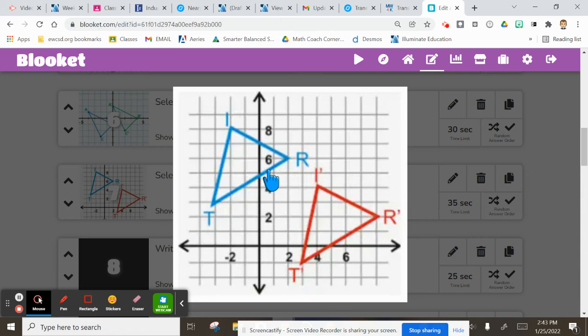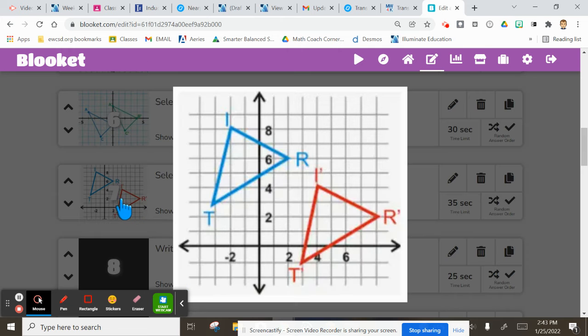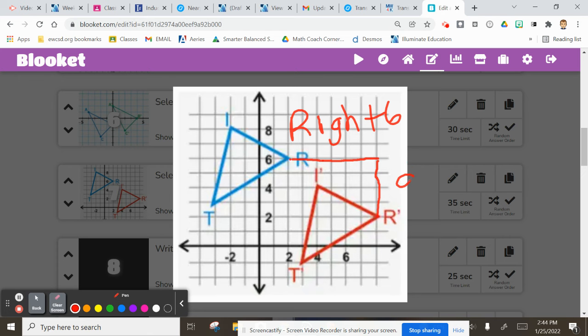So how do you find the rule? First of all, I know the images are small. Could you just click on the image when you're doing the booklet? Then remember, you have to go from R that doesn't have the prime, or I or T, whatever one you want to pick. I'm going to choose the R, and I have to start here, and I have to get to this R with the prime. How do I do that? I go over 1, 2, 3, 4, 5, 6. So that's right 6. You could write that down. And then down 1, down 2, down 3, down 4. And then it's down 4.